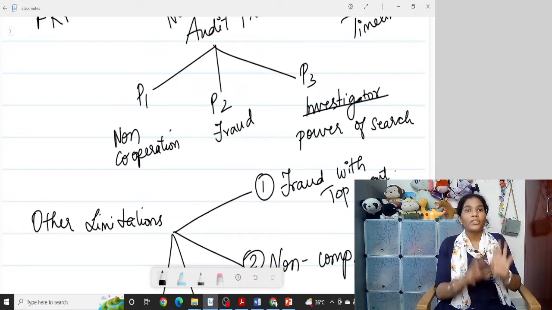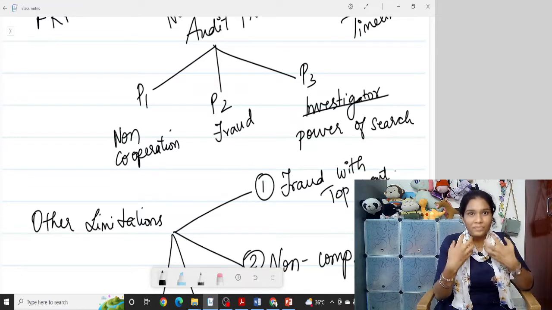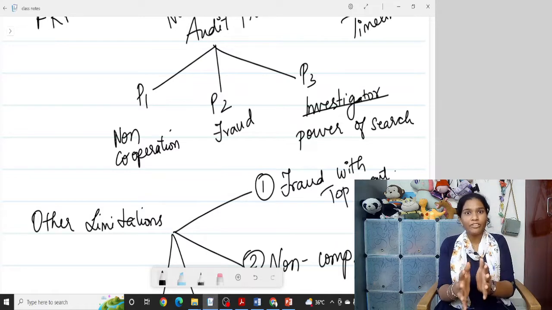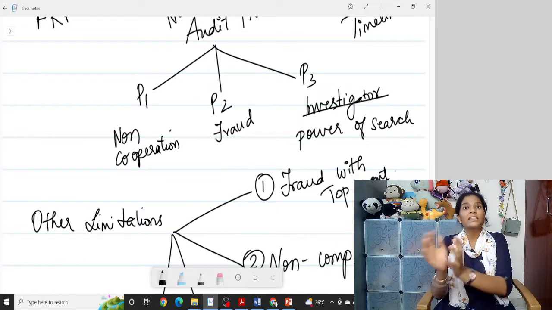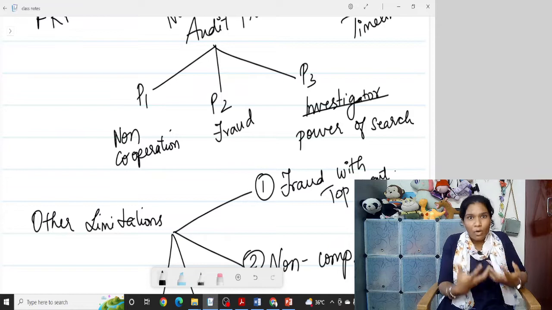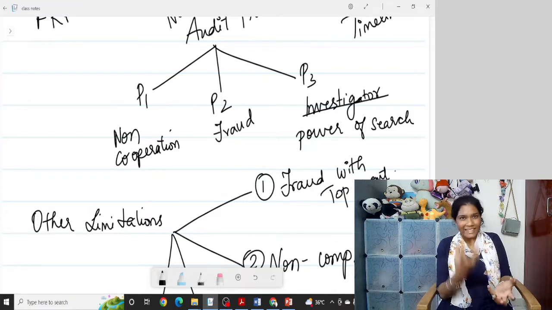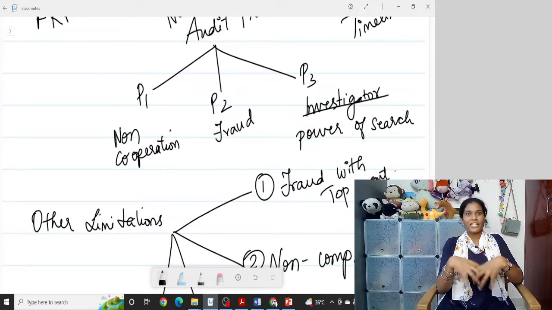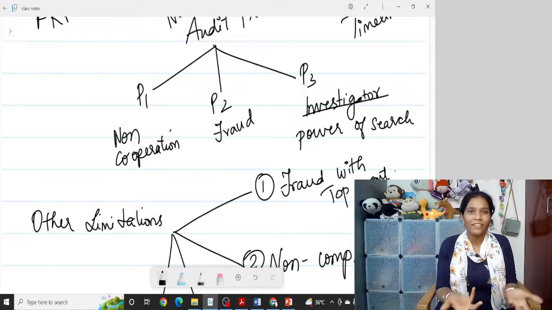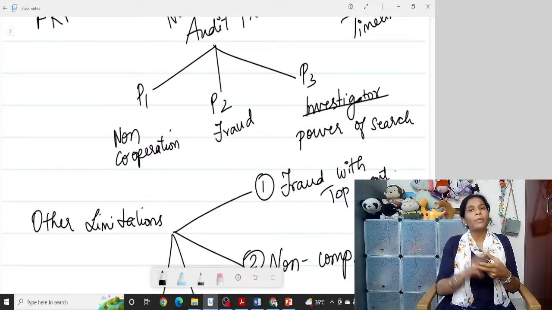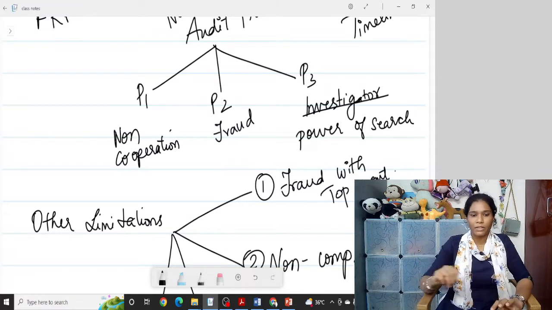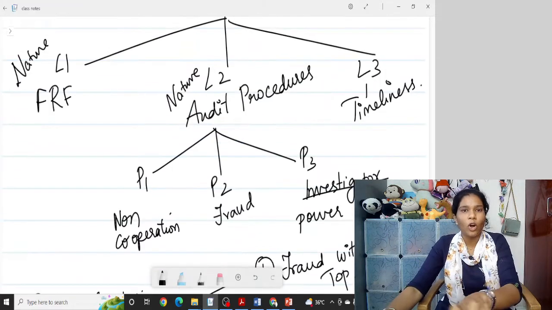Problem number 2, they are having a fraudulent activity. What is a fraudulent activity? A sophisticated and carefully organized scheme of concealing. Concealing என்றால் மறைக்கறாங்க. எப்படி மறைக்கறாங்க? Organized ஆக டிசைன் பண்ணி அவ்வளவு sophisticated ஆக careful ஆக மறைக்கறாங்க. How can I reveal it? So that is problem number 2. Problem number 3, I don't have all the powers of the investigator. So that is my problem number 3 under this audit procedure.